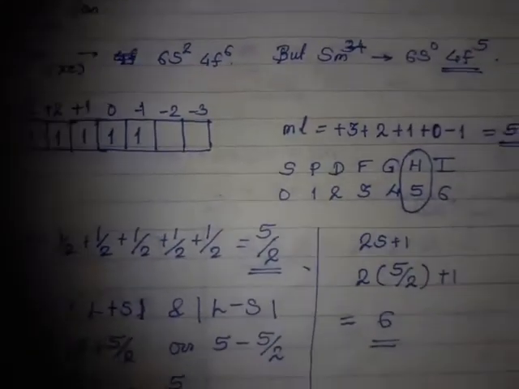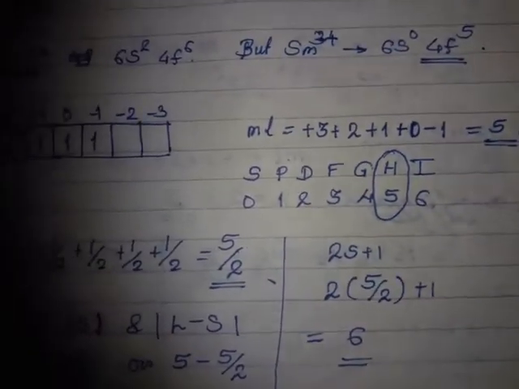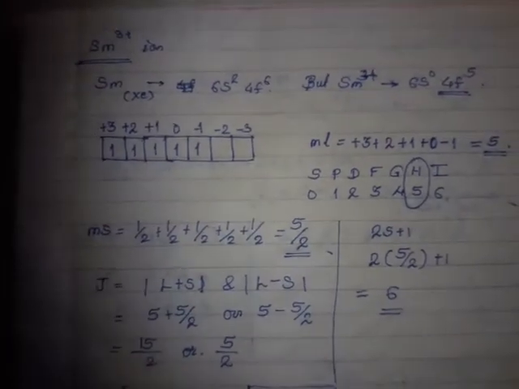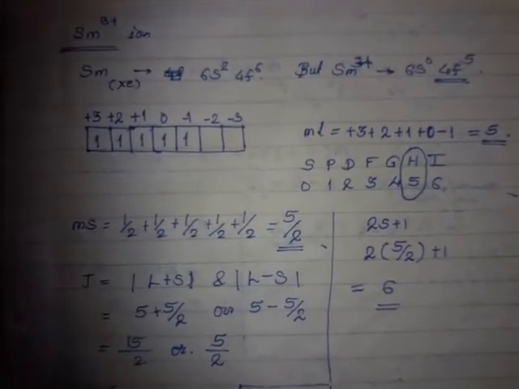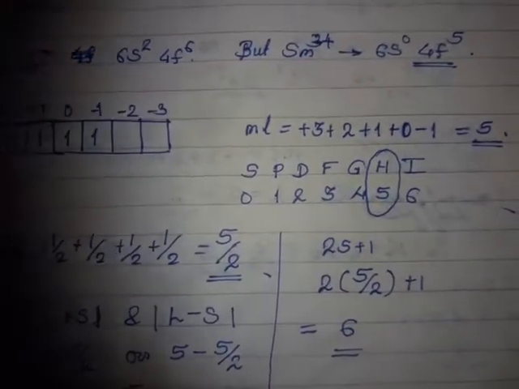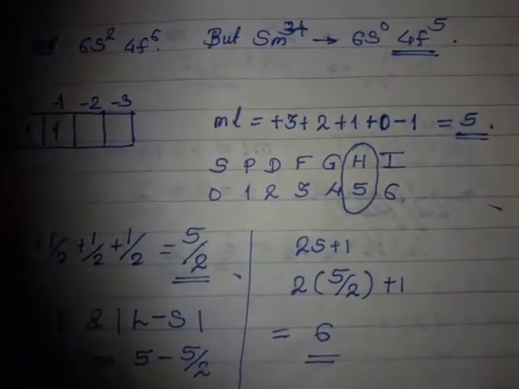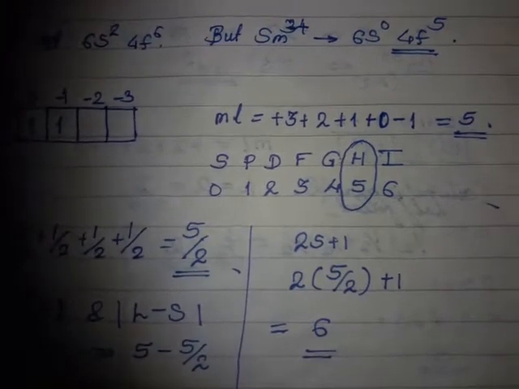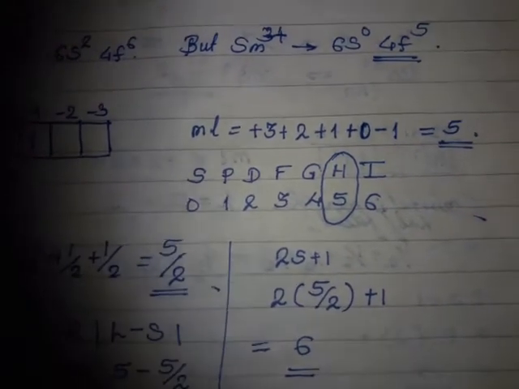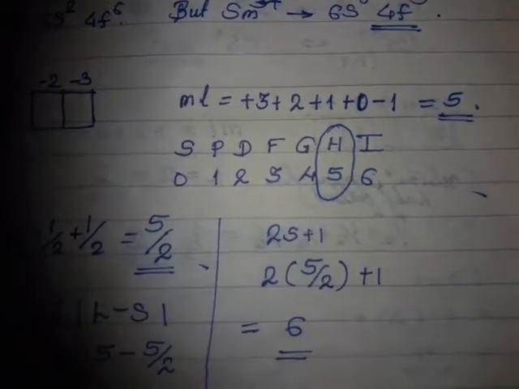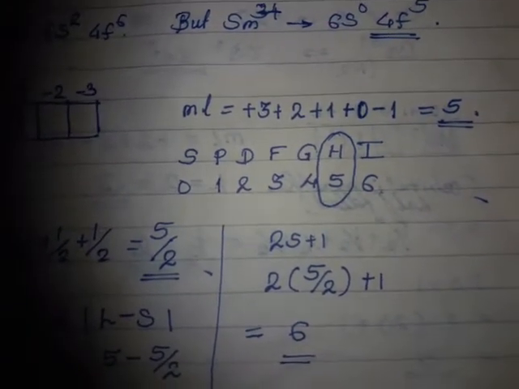Then what is the ml value? ml is equal to plus 3, plus 2, plus 1, 0 and minus 1, so total ml, which is L, is equal to 5. S, P, D, F, G, H, I correspond to 0, 1, 2, 3, 4, 5. So L is equal to 5, and that is why the term is H.